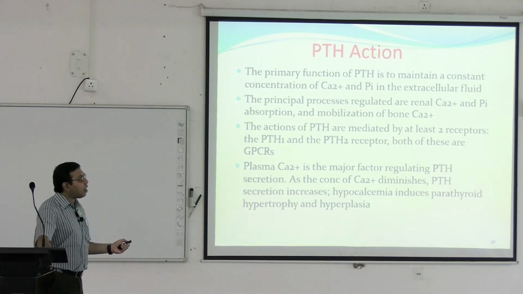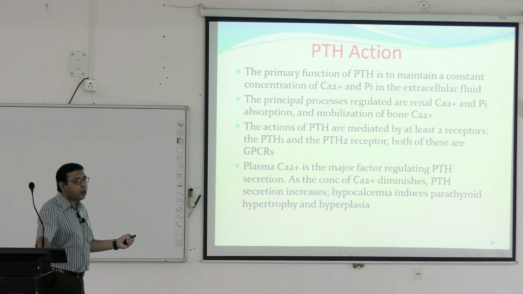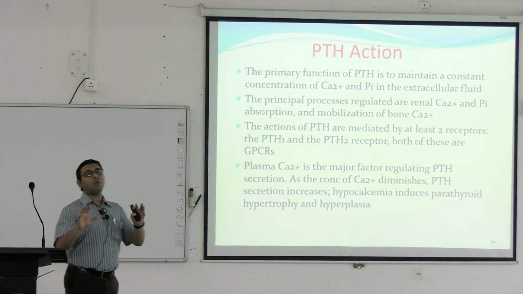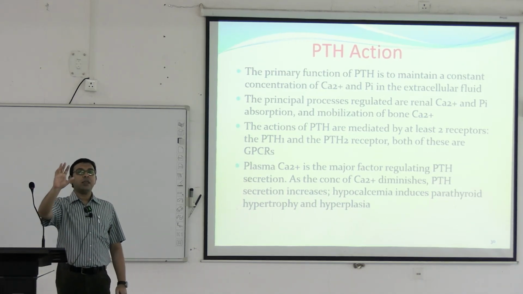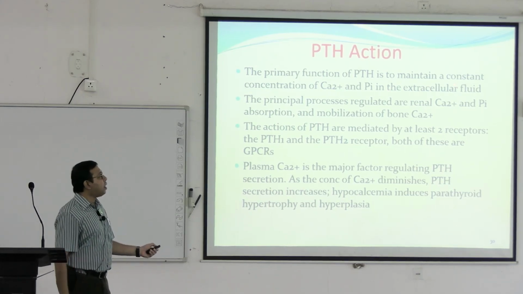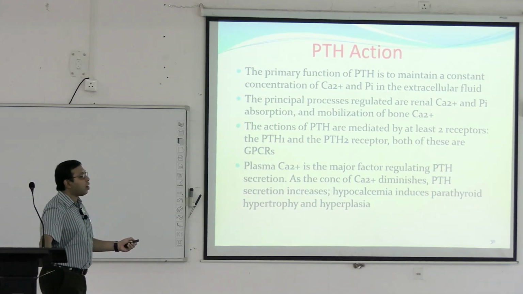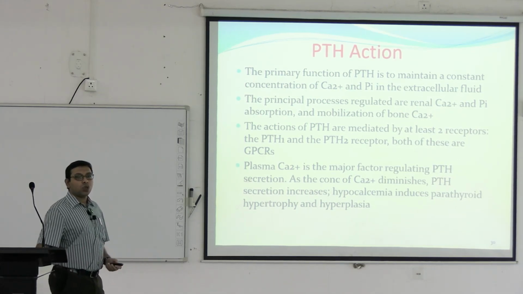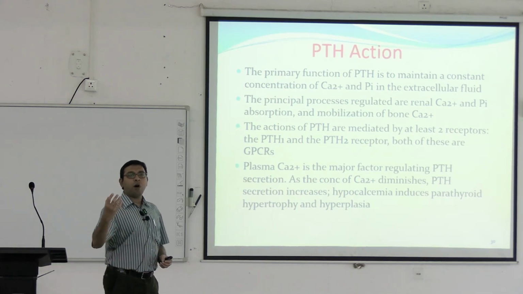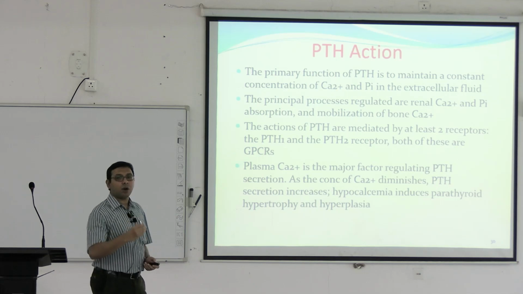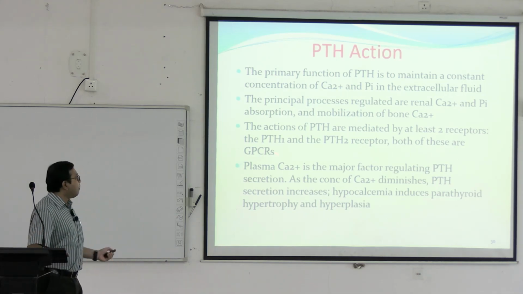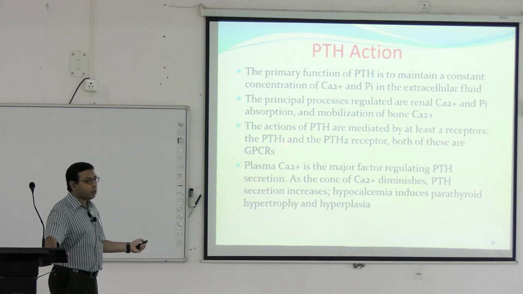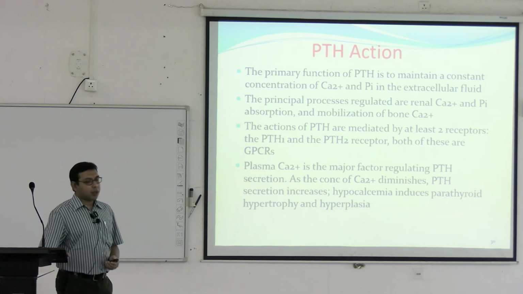How does it act? Parathyroid hormone's primary function is to maintain a constant concentration of calcium and inorganic phosphate in the extracellular fluid. The principal processes regulated are renal calcium and phosphate absorption and mobilization of bone calcium. So when there is less calcium, from the bones the calcium is released, more resorption occurs, and more calcium comes to the blood. The actions of parathyroid hormone are mediated by 2 receptors: parathyroid hormone receptor 1 and 2. These are G protein coupled receptors.